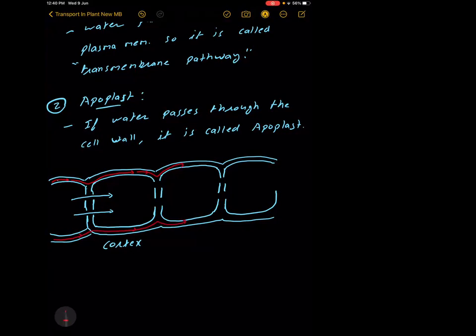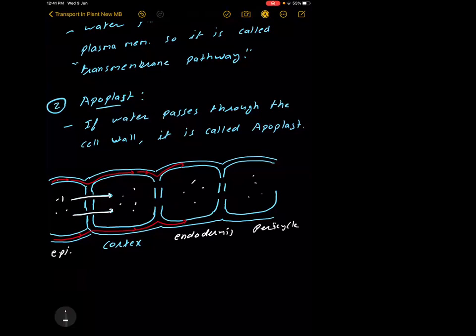And this white color line shows symplast. This is cytoplasm, protoplasm. All the cells have protoplasm; they are not dead cells. So epidermis to cortex, cortex to endodermis. If you are aware of the anatomy of the plant, the sequence is epidermis, then cortex, then endodermis, and then pericycle, and finally xylem. So here I'm explaining both apoplast and symplast.